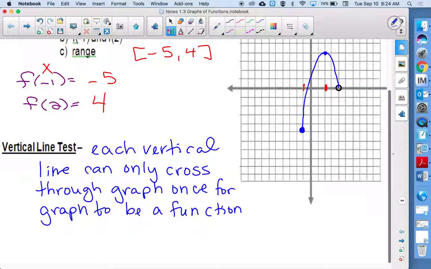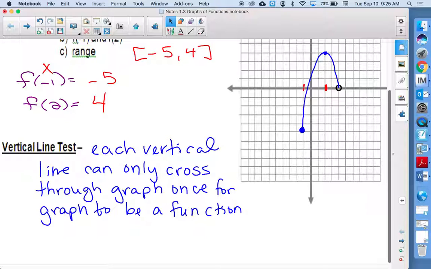So write something there to remind yourself it's a test to see if a graph is a function. It is a function if each vertical line only crosses through your graph once. It's not a function when your vertical line crosses through the graph more than once, because then you have two y values corresponding to one x, and that means it's not a function algebraically or graphically. So the vertical line test is a test that we use to decide if something is a function. We'll also talk about the horizontal line test as well. So that goes along with inverses, and we'll get to that at the end of this chapter.